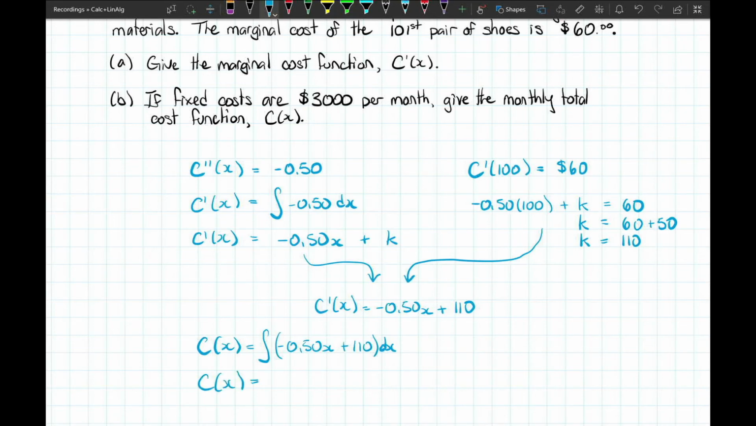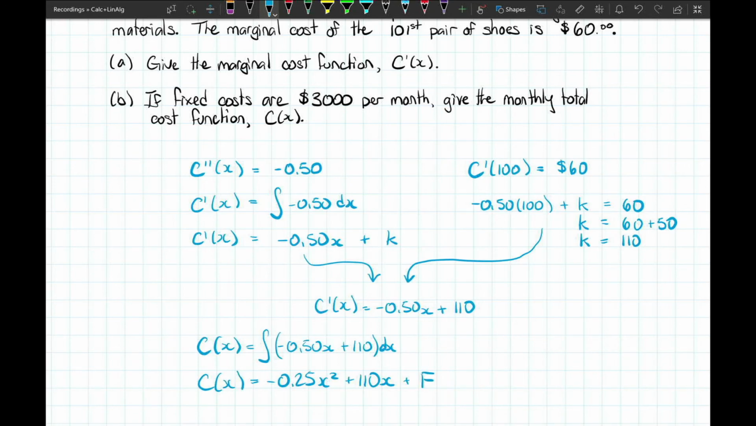So keeping our negative 0.5, that is going to get multiplied by the antiderivative of x, which is x squared over 2. And that gives us negative 0.25x squared. And then we have our plus 110, which is a constant, so its antiderivative is 110x. And then we add our arbitrary constant at the end. Now I could again use k, but I've already used k. I shouldn't use c. Well, why don't we use f here?